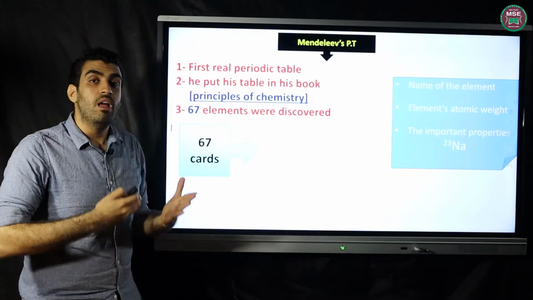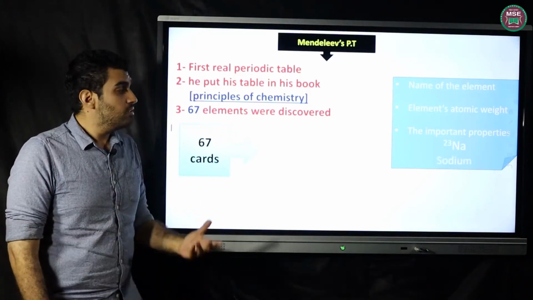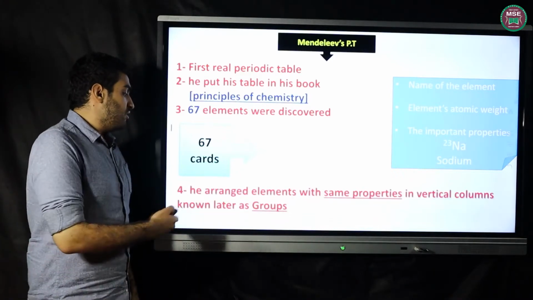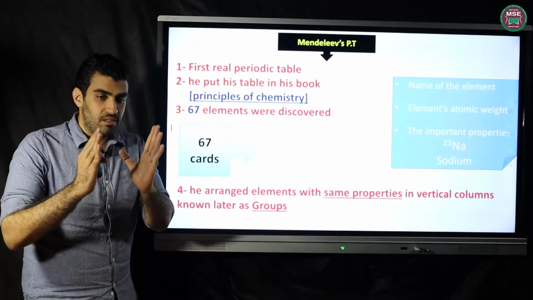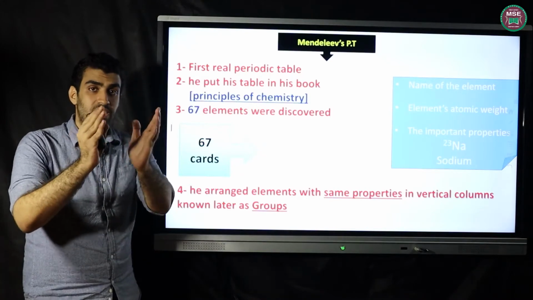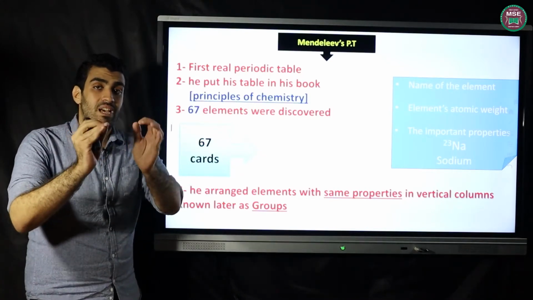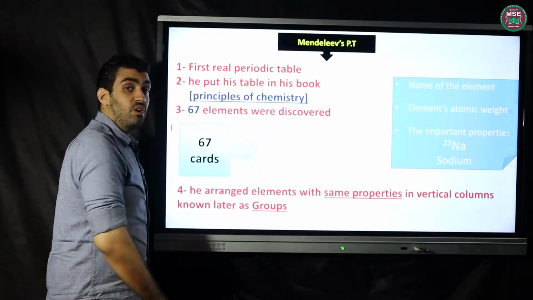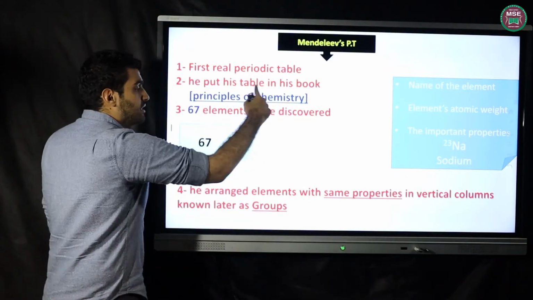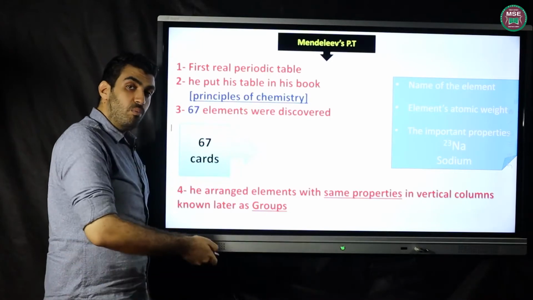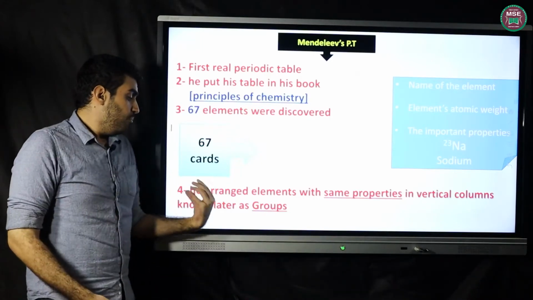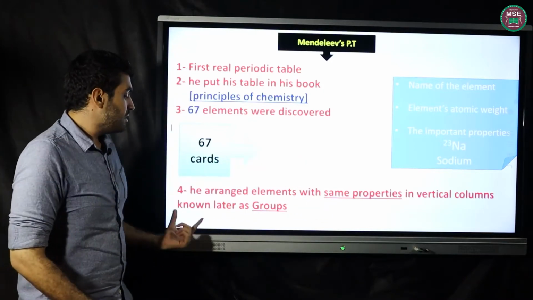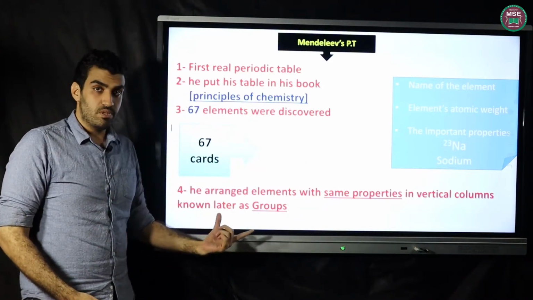So when I ask you, Mendeleev arranges the elements according to what? According to their atomic weight. After that, he started to collect the cards that have the same properties, the elements that have similar properties, in one vertical column, and this column is later known as group. Okay, so when I ask you, Mendeleev arranges the elements with the same properties in vertical columns that are known later as groups.